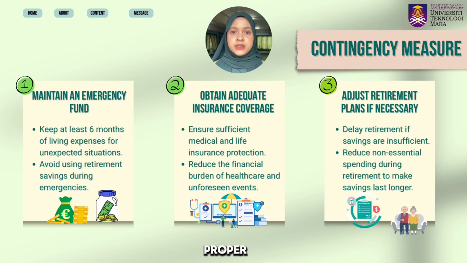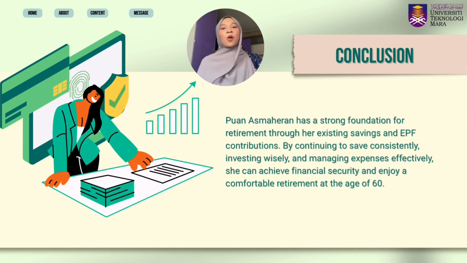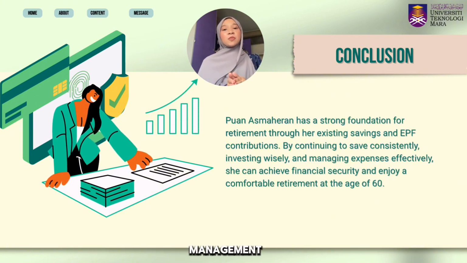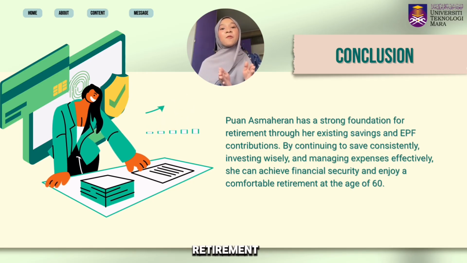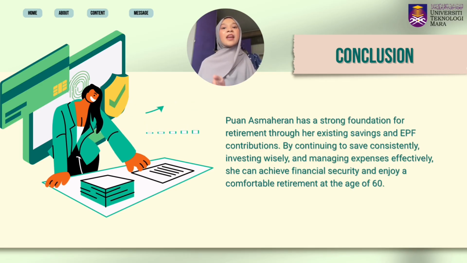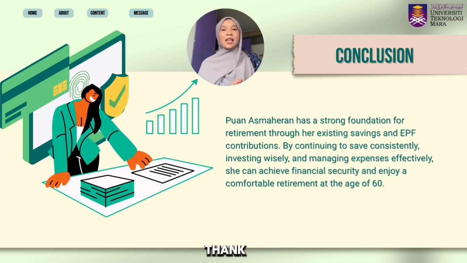Overall, proper retirement planning requires early preparation, consistent savings, and risk management strategies to ensure financial security in the future. To conclude, Puan Asmahiran is on the right track towards achieving her retirement goals, with consistent savings, proper investment planning, and good financial management. She can strengthen her retirement fund and enjoy a comfortable and financially secure retirement at the age of 60. Thank you.